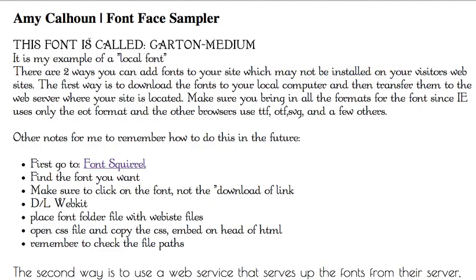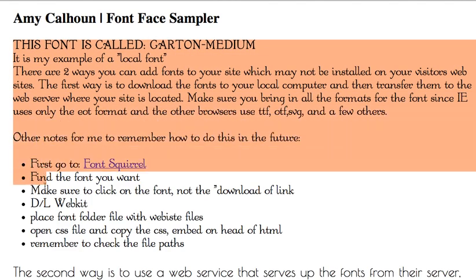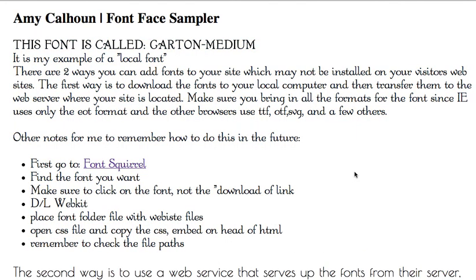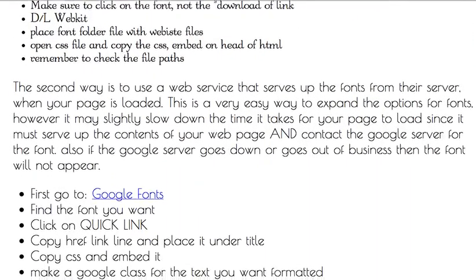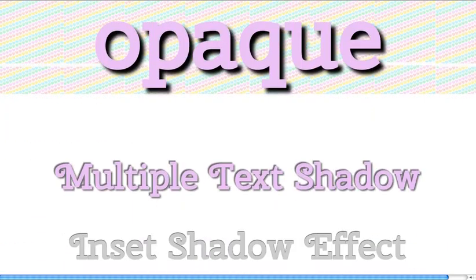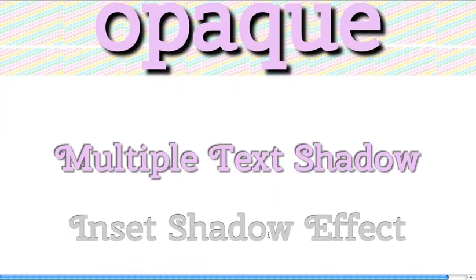So now let's turn our attention to a font face sampler, where we're able to use fonts that aren't on our visitor's local computer. This font was downloaded from FontSquirrel and stored at the student server in Amy's account. The next font is from Google, so when you see this text, it has contacted the Google server and displayed it on Amy's web page. We can also add shadow to text, transparent and opaque, with multiple shadows and even a kind of inset or beveled effect.